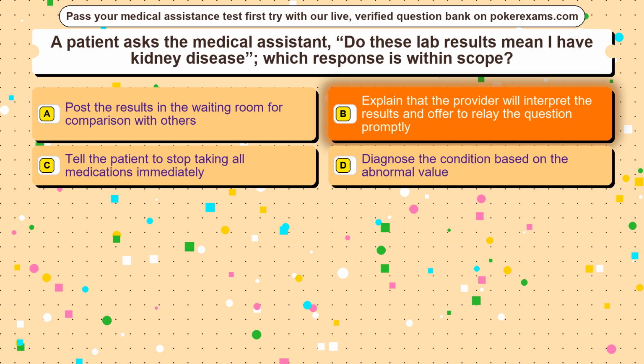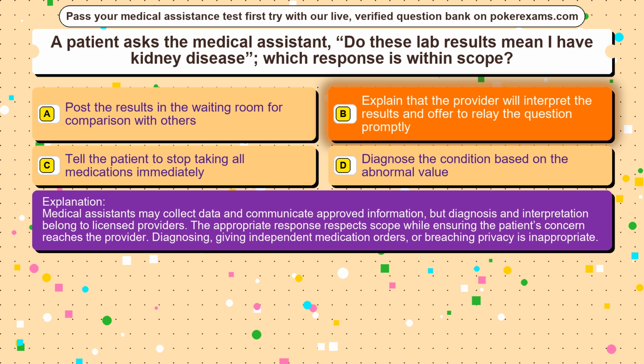The correct answer is option B, explain that the provider will interpret the results and offer to relay the question promptly. Medical assistants may collect data and communicate approved information, but diagnosis and interpretation belong to licensed providers. The appropriate response respects scope while ensuring the patient's concern reaches the provider. Diagnosing, giving independent medication orders, or breaching privacy is inappropriate.